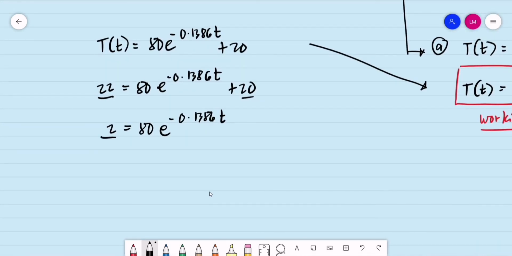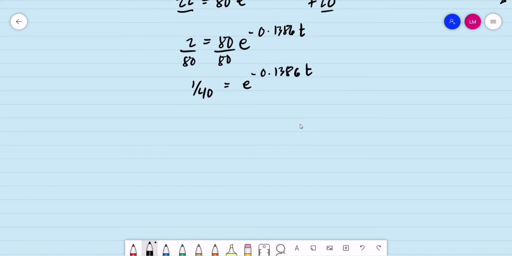So dividing both sides of the equation by 80. So 2 over 80 is basically 1 over 40, which is now equal to e raised to negative 0.1386 times the time t. So we are solving for the time t. Let us use a natural logarithm. This is now the ln of 1 over 40 is equal to the ln of e raised to negative 0.1386 of the time t.